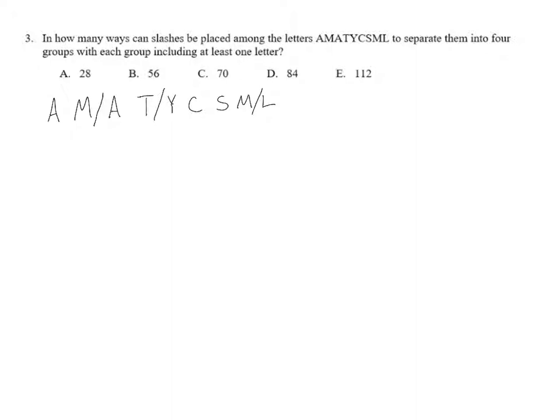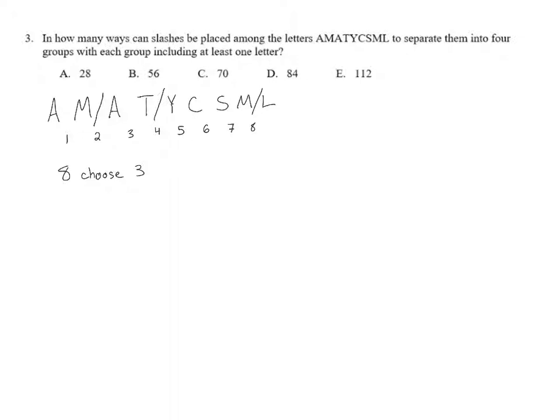So what we're really doing is we're looking at how we can put 3 slashes in between these letters. And there are 8 places to put slashes. We could put them between the A and the M, and the A and the T, and the Y and the C, and the S and the M, and the M and the L. So there are really 8 different places where we could put a slash, and we want to choose 3 of those places. And each different set of 3 that we pick is going to be a different way to separate this string of letters into 4 groups.